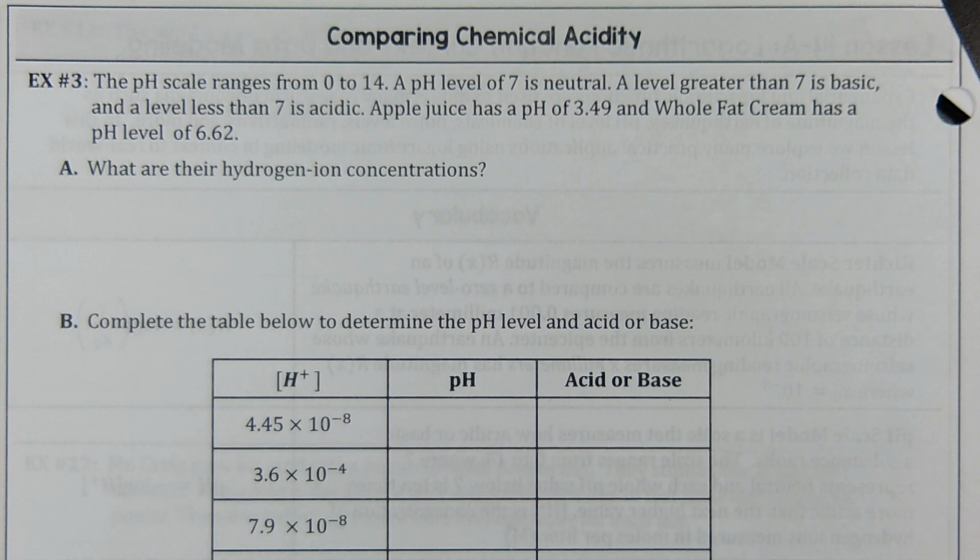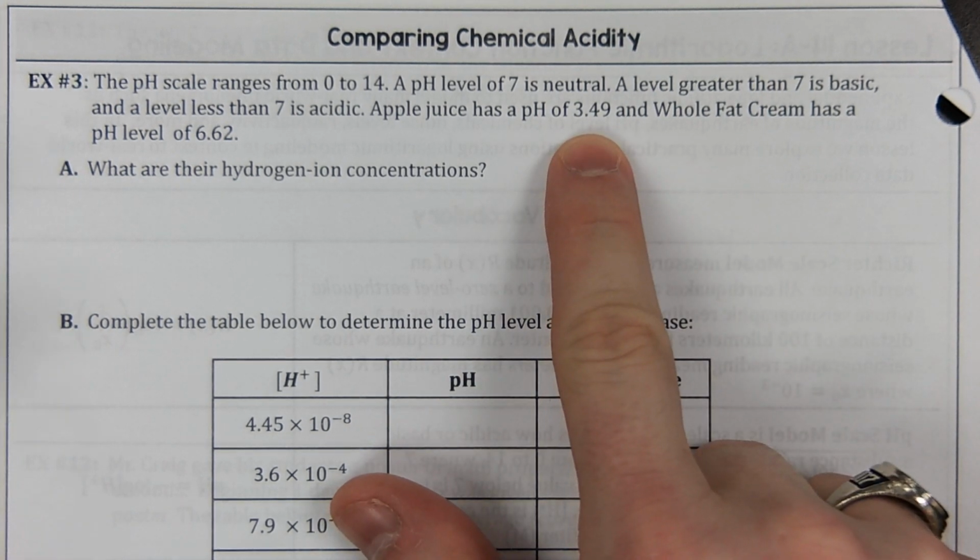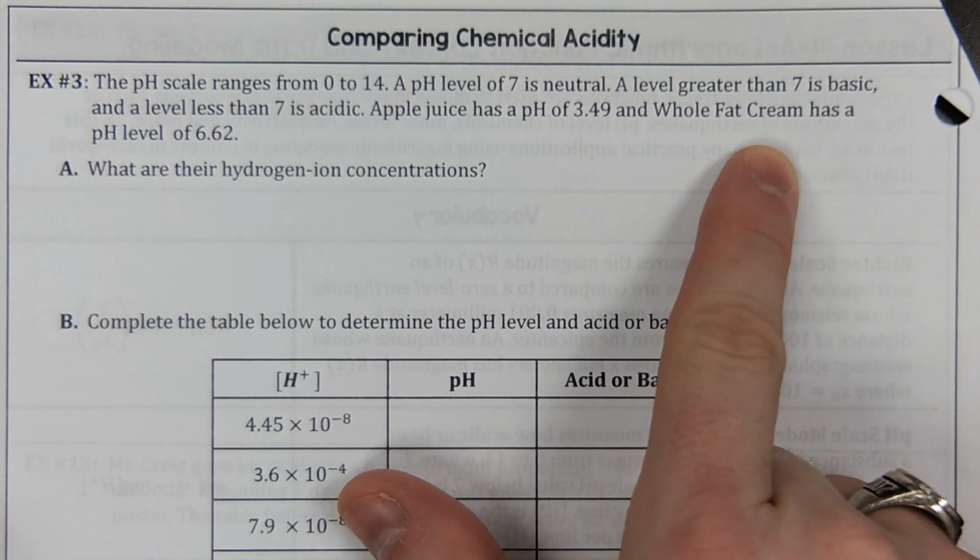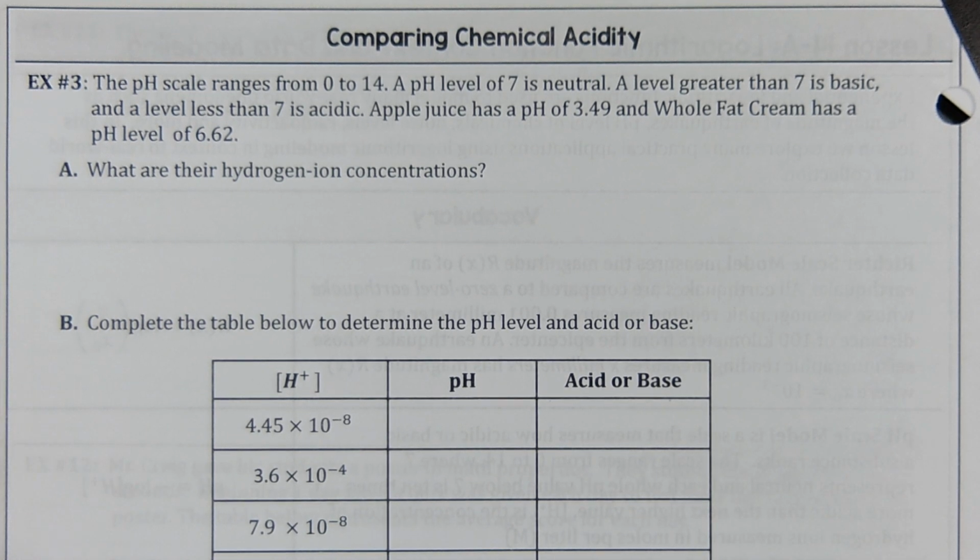pH. The pH scale ranges from 0 to 14. A pH of 7 is neutral. Anything greater than 7 is a base. Anything less than 7 is acidic. Apple juice has a pH of 3.49, so it's an acid. And whole fat cream has a pH of 6.62, so it's also an acid.